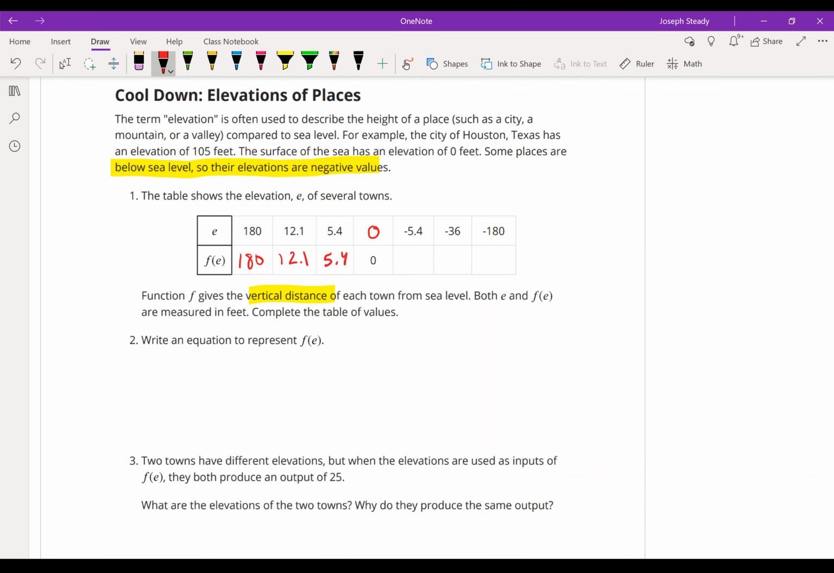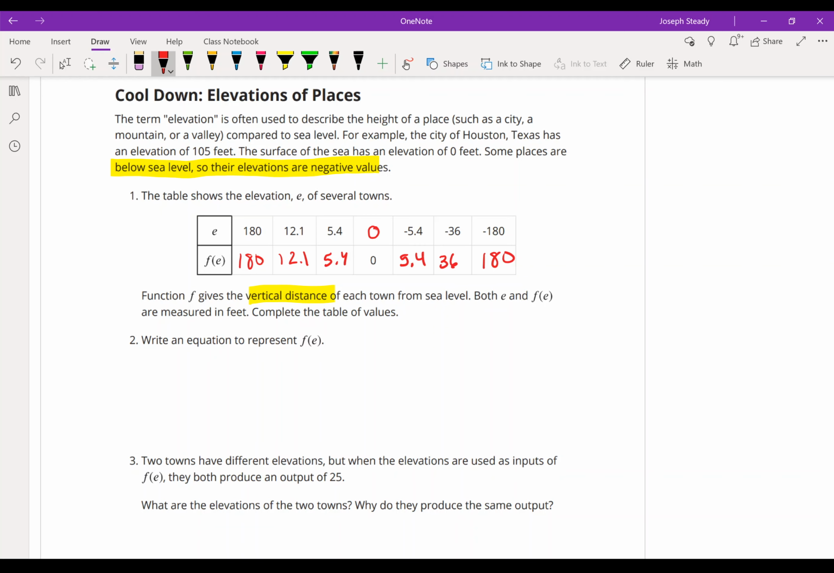But then, if my elevation is negative 5.4, in other words, I'm below sea level, my distance from sea level is still 5.4, just downwards. Same thing goes for negative 36 and negative 180. Those distances are still going to come out as positive values.